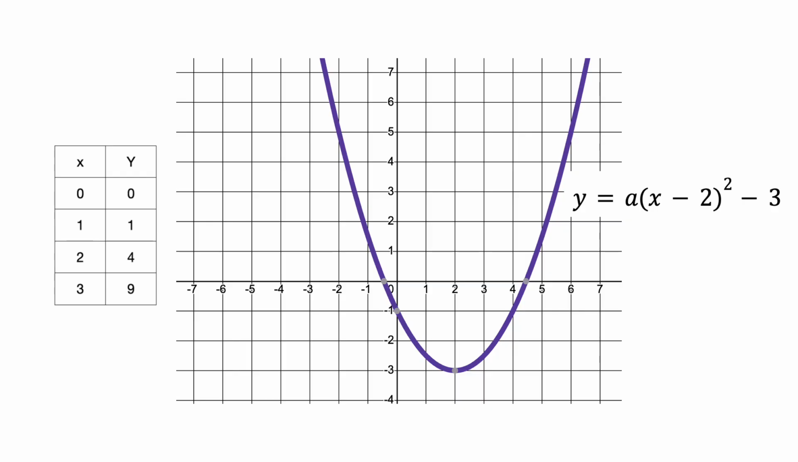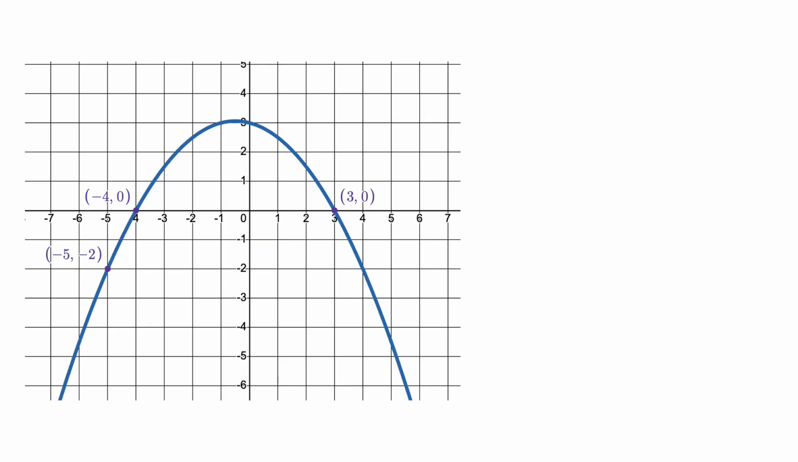Sometimes when you have the vertex, it's easy to do this step where you just show over and up. So for this case, I'm going over 2 up 4, and notice from the parent function it's been compressed by 2. So the equation is y equals 1/2 (x minus 2) squared minus 3.